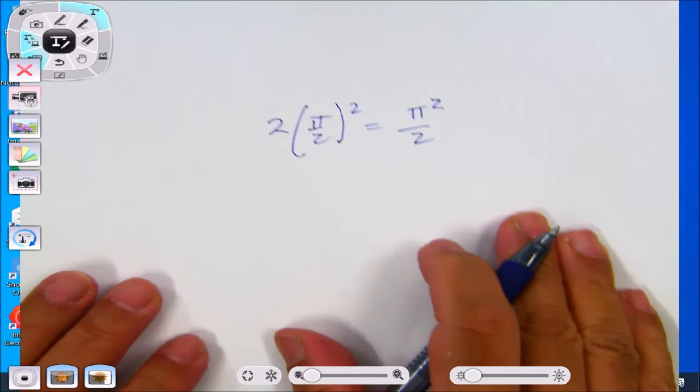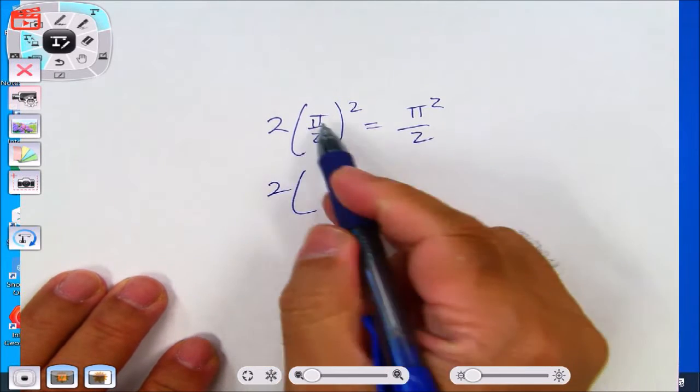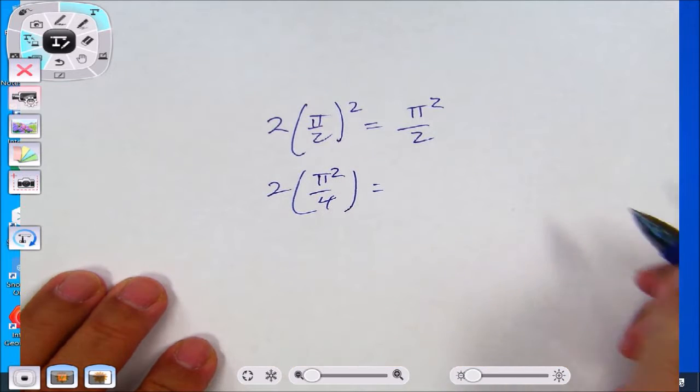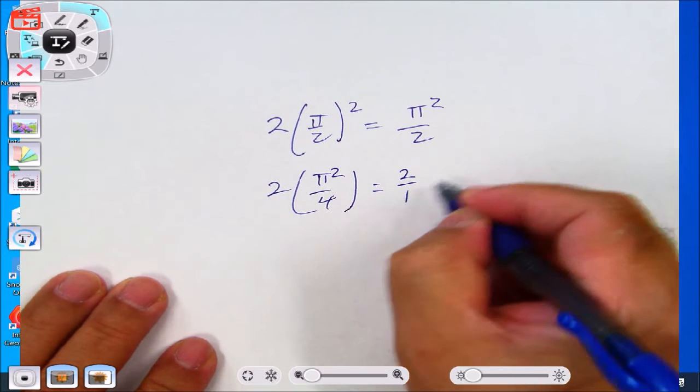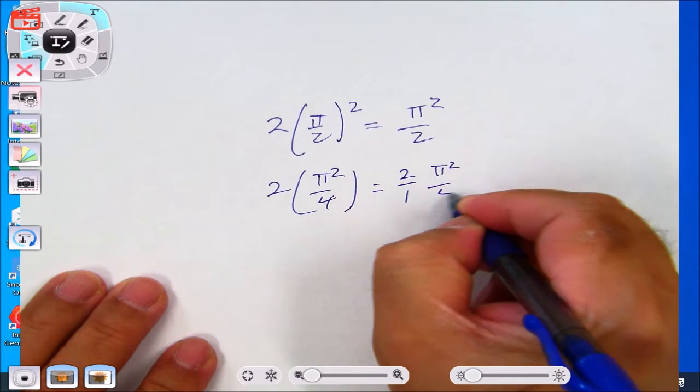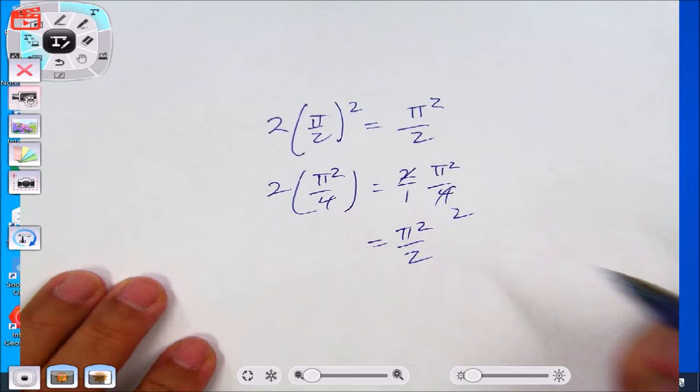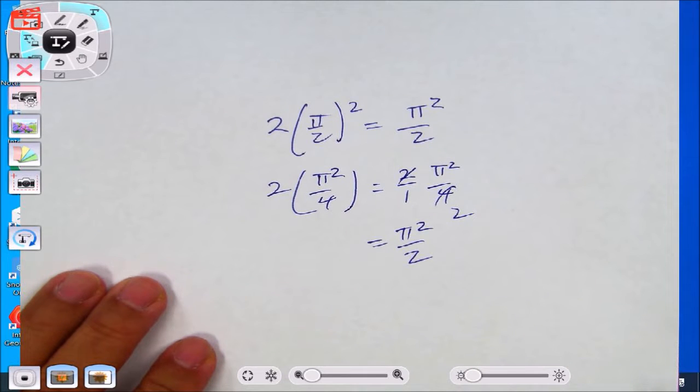Okay, that's the question. So first of all, you square that. So that's pi squared over 4. You agree with that? Mm-hmm. 2 is the same thing as 2 over 1 times pi squared over 4. The 2 and the 4 reduce. So it's pi squared over 2. Okay?